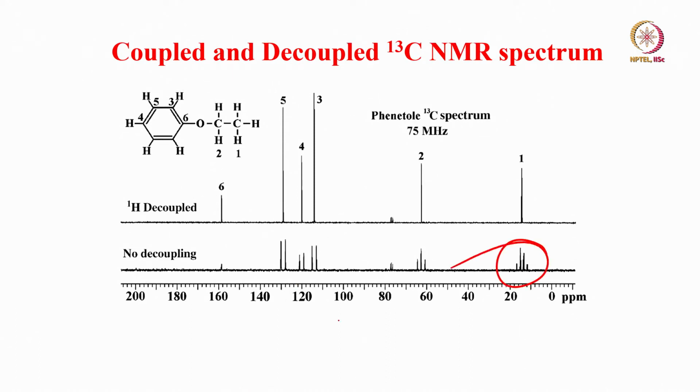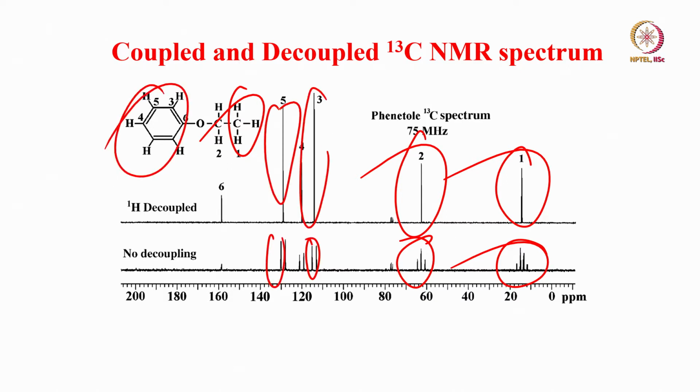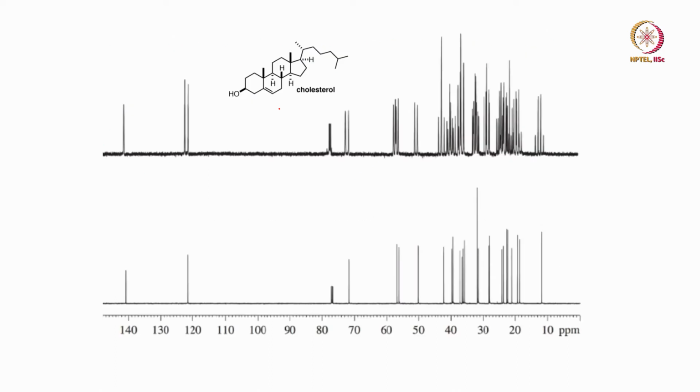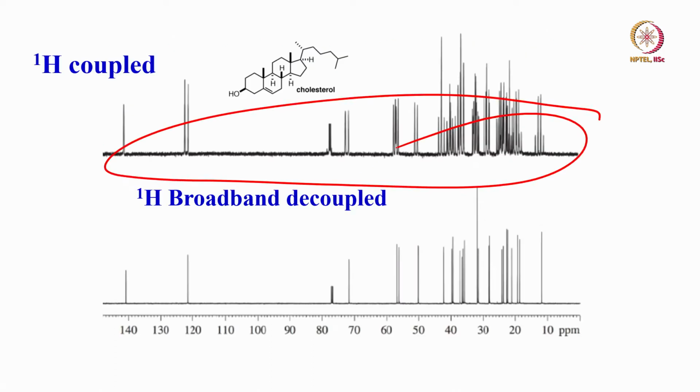Look at this, the quartet, a CH3 group. Now broadband decoupling makes it a singlet. This is a triplet, broadband decoupling makes it a singlet. Each doublet like this for aromatic protons will become singlets like this. Very easy to understand.